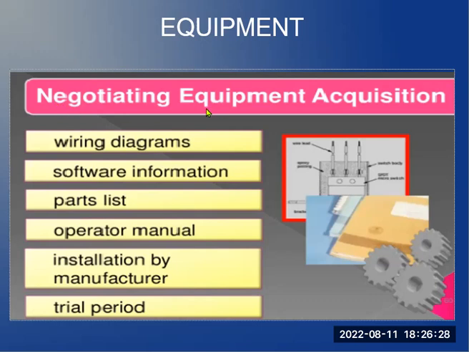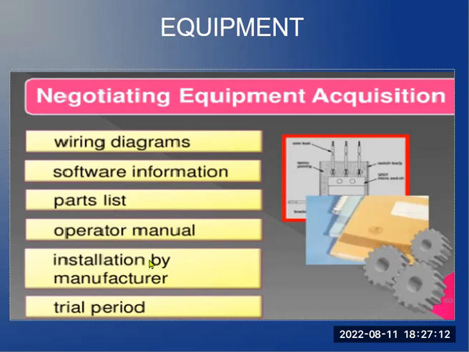Negotiating equipment acquisition. Upon arrival of the machine or the equipment in the laboratory, you need to check all of this information. Wiring diagrams. These wiring diagrams can be found at the back of the equipment. Then there is also an operator's manual. Inside the operator's manual are the wiring diagram, the software information, then the parts list. That should be included in the operator manual.